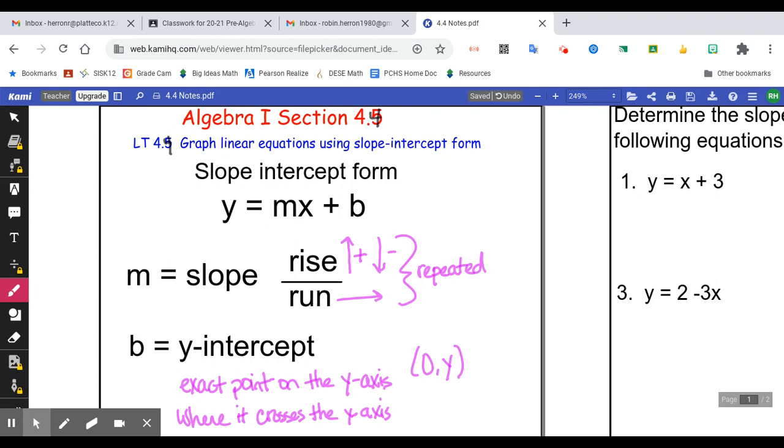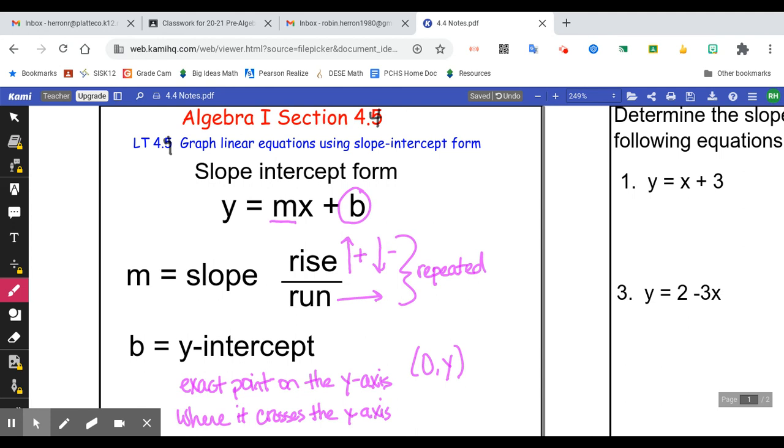So M and B. Remember too that M is always the number that is next to X. If there isn't an X in the equation, then it has to be the B value, the y-intercept. So things to think about. Remember those special cases that we talked about when we did the last couple of lessons. Okay, so let's get started.